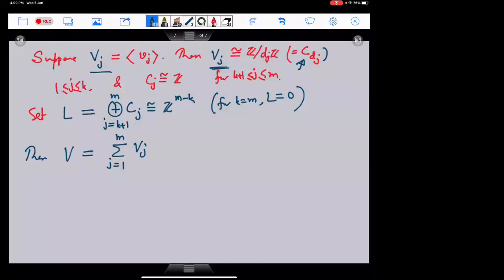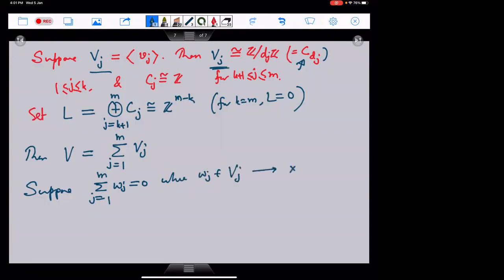So now we have to show that this sum is actually direct. It is a direct sum. Every element in V is a sum of elements coming from Vj. That's not a problem, that you have understood. Suppose summation Wj equals 0 for j equal to 1 to m, where Wj is picked from Vj. Let us note this as star.